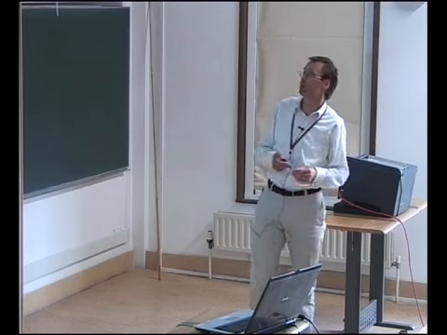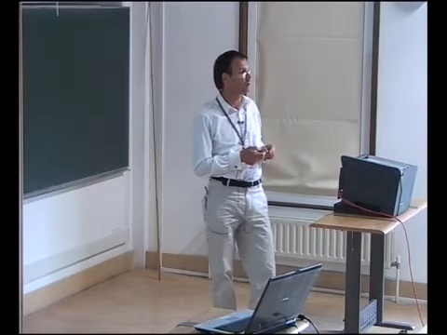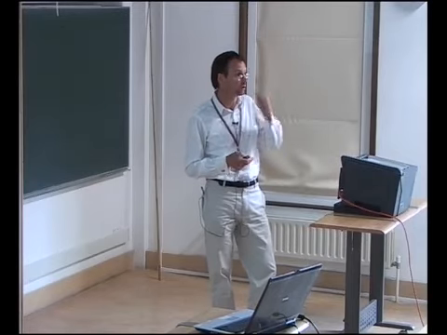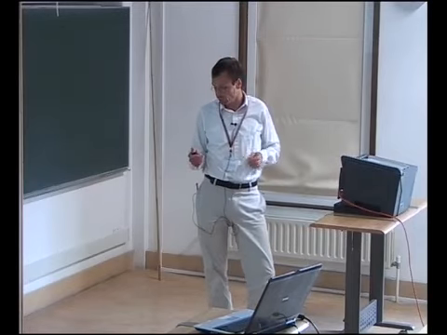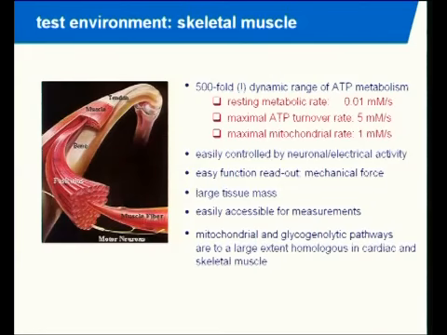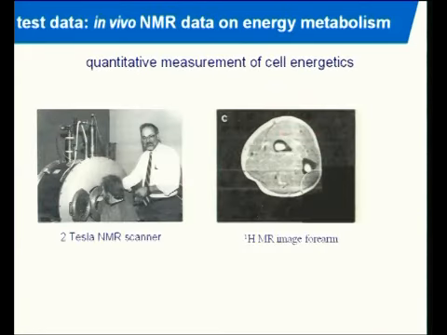It's easily controlled, it's an easy functional readout, we've got a lot of it, and it's on the surface so we can measure it easily. This would of course not work unless the mitochondrial and glycogenolytic pathways were to a large extent homologous in cardiac and skeletal muscle, and there's some good data on that. So this is why we're taking this.